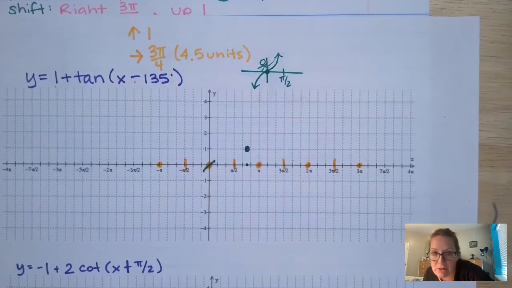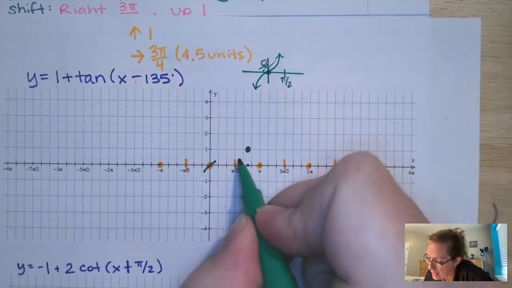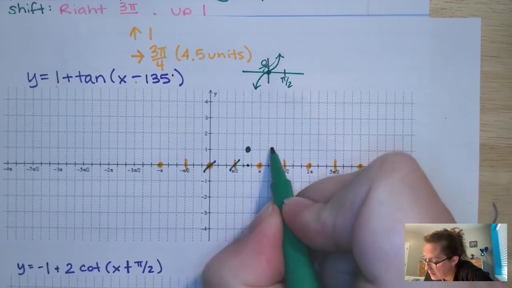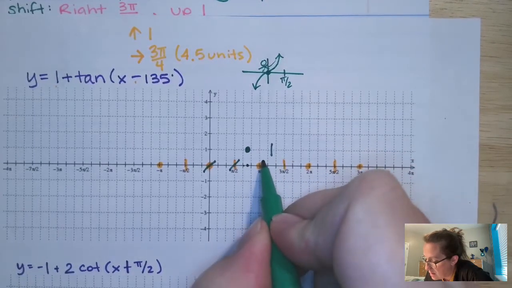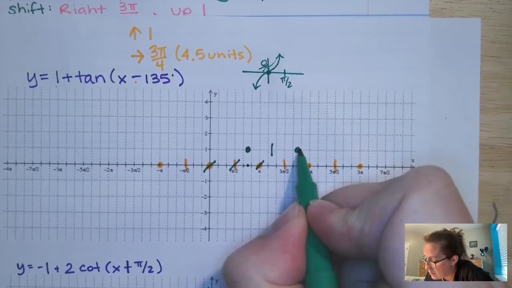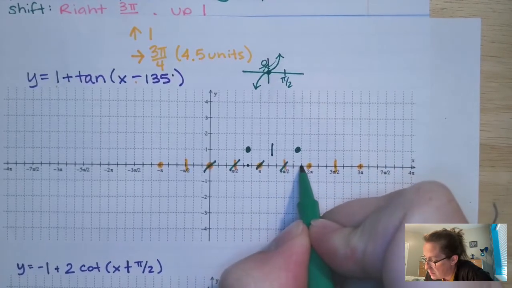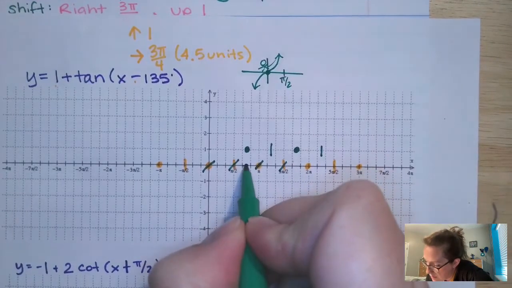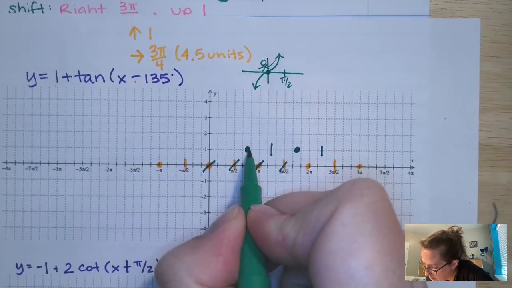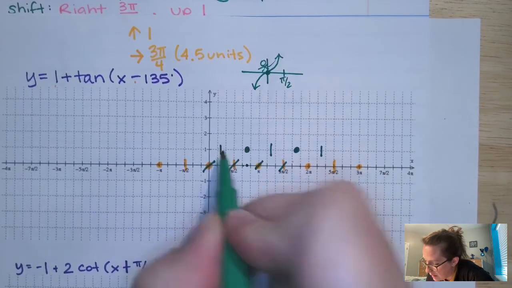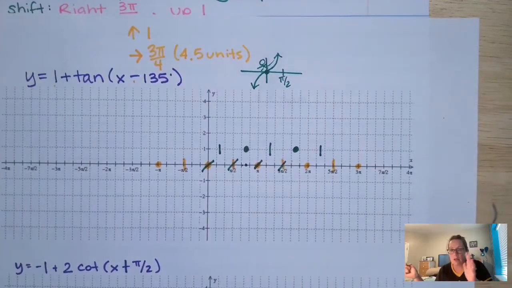And cross that off. Sorry, I should have crossed off before I moved it. Asymptote, we're going to move 1, 2, 3, 4.5 units up 1. 1, 2, 3, 4.5 units up 1. 1, 2, 3, 4.5 units up 1. Let's do one in this direction as well. 1, 2, 3. So these are 3 units apart. Okay. Now you can keep going in the direction.